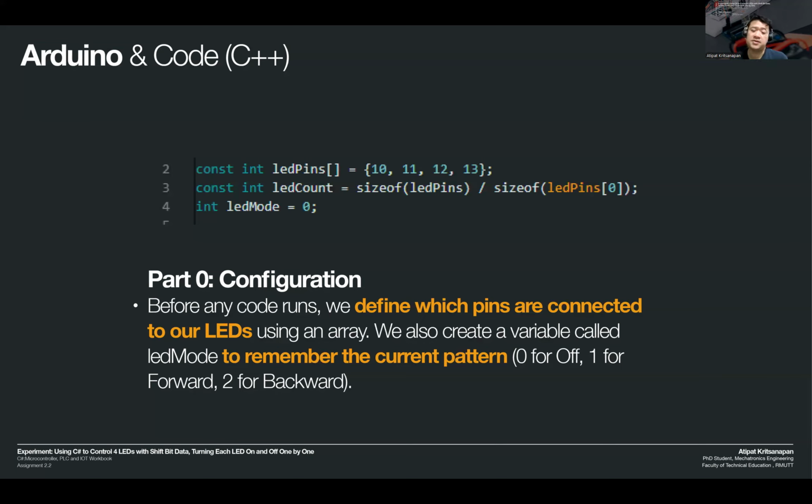Arduino code. Configuration before any code runs. We define which pins are connected to our LEDs using an array. We also create a variable called LED mode to remember the current pattern: 0 for off, 1 for forward, 2 for backward.